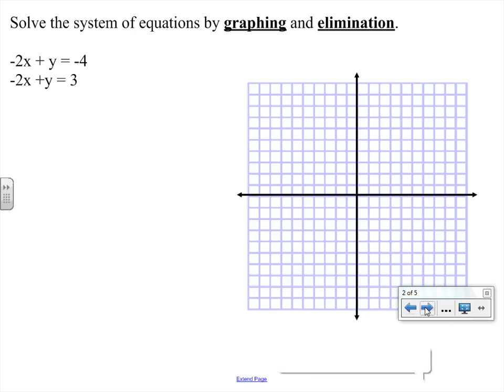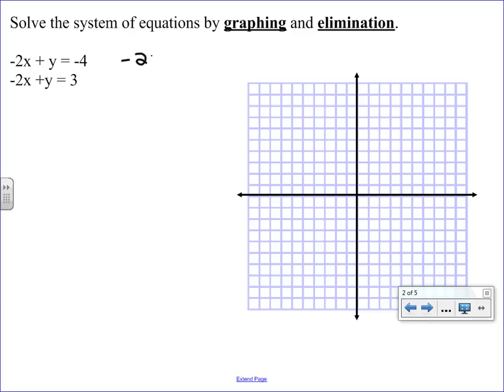And the directions say to solve the system by graphing and elimination. Now, we've just been working on elimination, and this one is set up really nicely for elimination, but we're going to go back and start with graphing. So our first equation there is not in a good form for graphing. So what we're going to do is get y by itself. The first step is to move the x to the other side. So we're going to accomplish that by adding 2x to both sides.